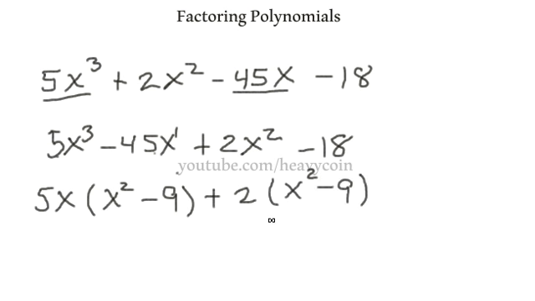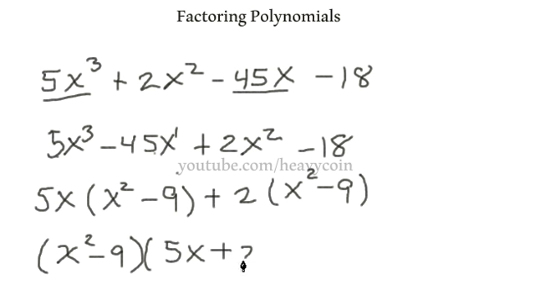So as you can see in these two terms here, we have an x squared minus 9. And so that's what we're going to end up factoring out, an x squared minus 9. And then we're going to be left with 5x plus 2. Now remember, you can always check this by multiplying this whole thing by each one of these, and we'd end back up with this again.